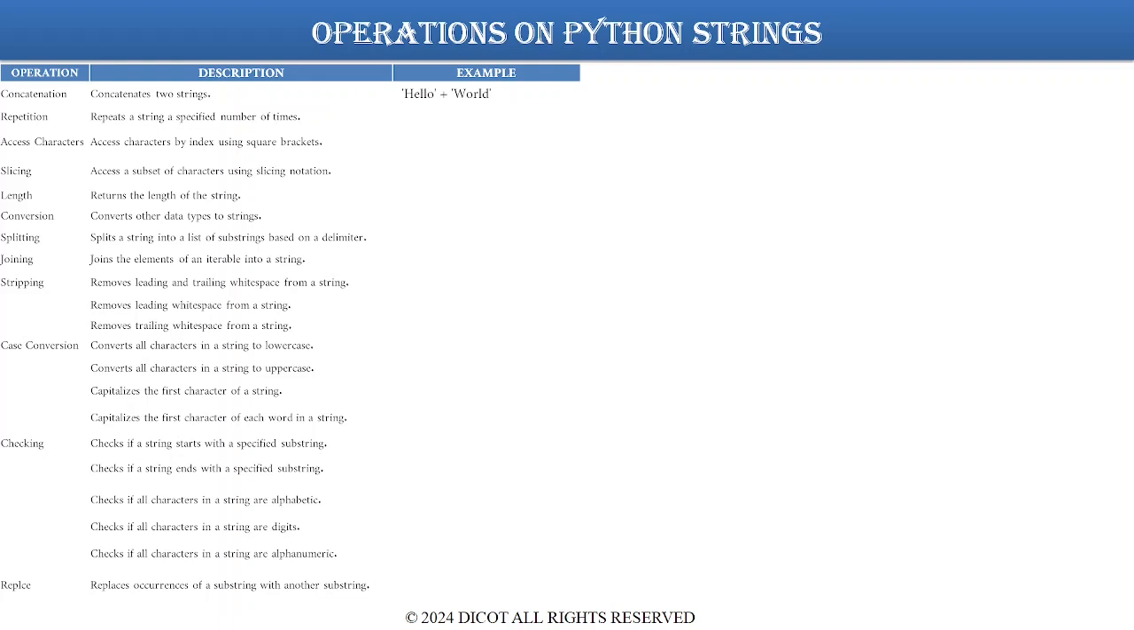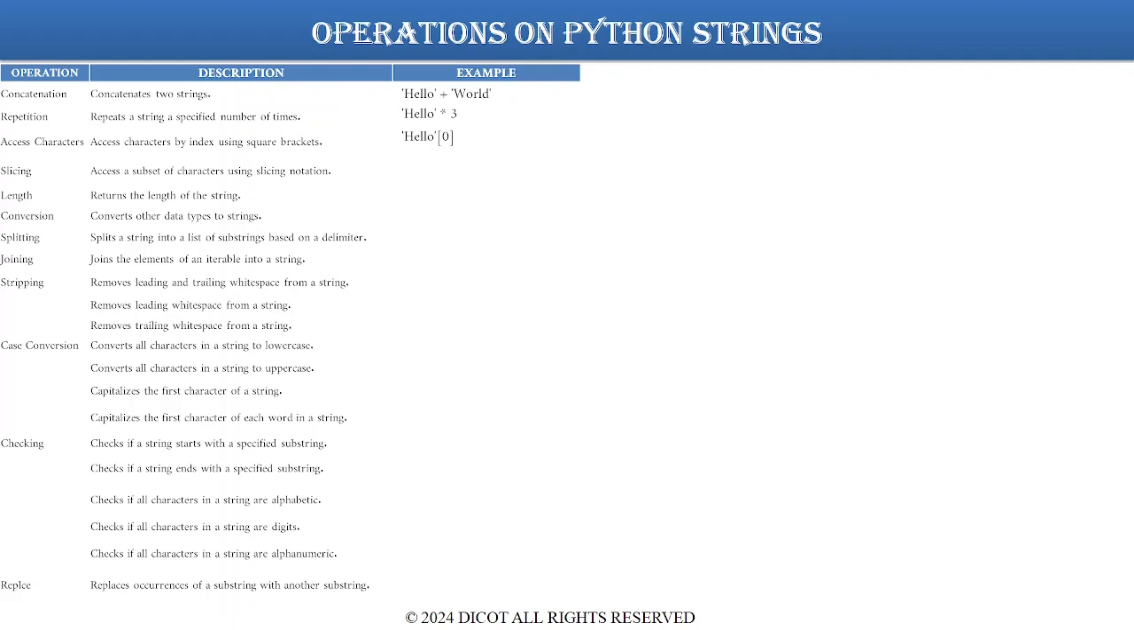Repetition repeats a string a specified number of times. "Hello" * 3 will be "hellohellohello". Indexing accesses characters by index using square brackets. "Hello"[0] is "h".